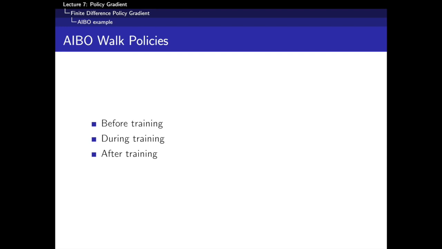So this is at an early stage before it's really been trained, and I think the main thing to notice is that it slips a lot. This thing is really dependent on the ground which it's on, and it tends to slip an awful lot. And over time, it starts to learn something a little bit better.